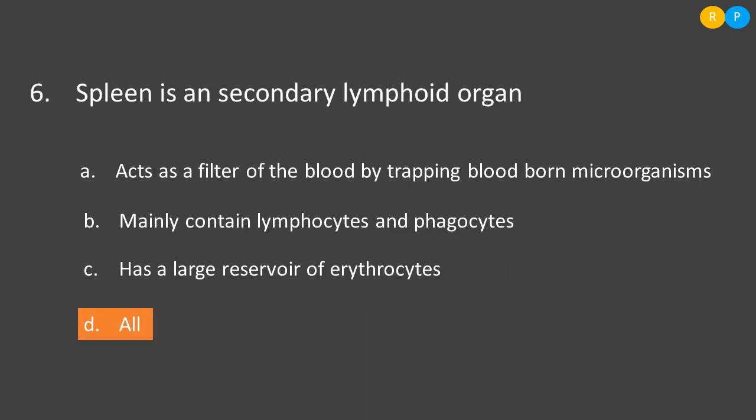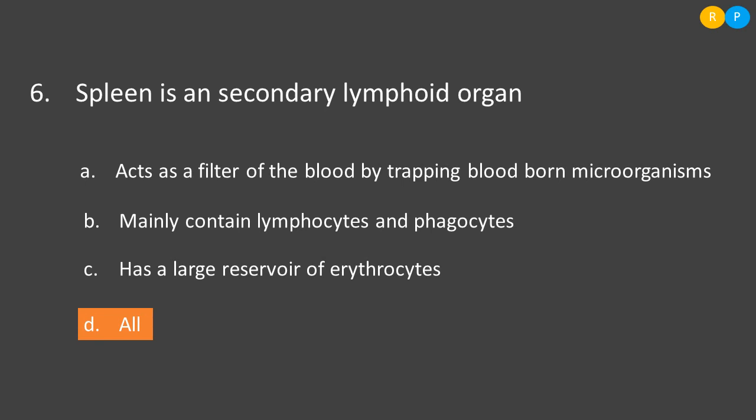Is the sixth question. Spleen is a secondary lymphoid organ. So lymphoid organs are of two types. One is primary lymphoid organ, another one is secondary lymphoid organ. So in the primary lymphoid organ, the formation of lymphocytic cells takes place. Clear. In the secondary lymphoid organ, the interaction of antigen takes place with antibody. Clear, right? So the function of a spleen as a secondary lymphoid organ is it acts as a filter of blood. That means it will trap all the blood-borne microorganisms. Then it acts as a reservoir of erythrocytes.